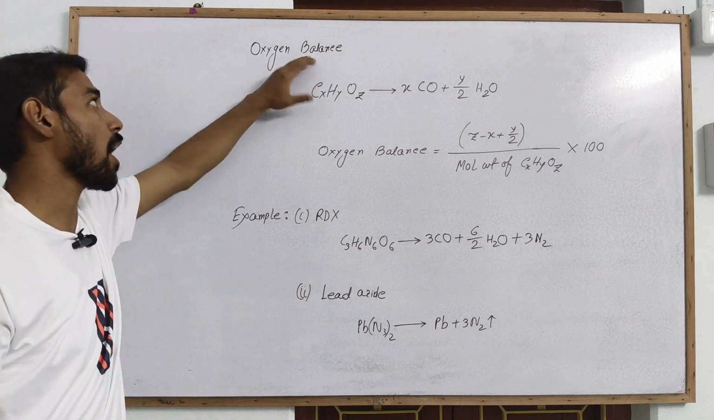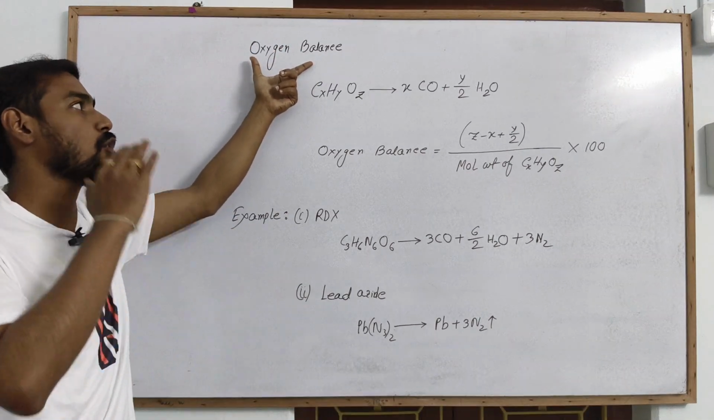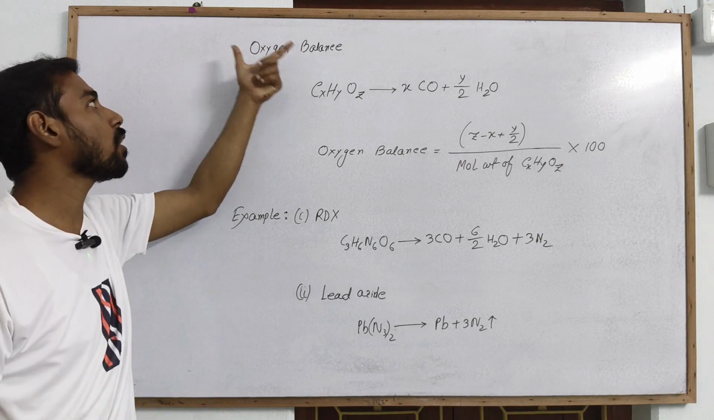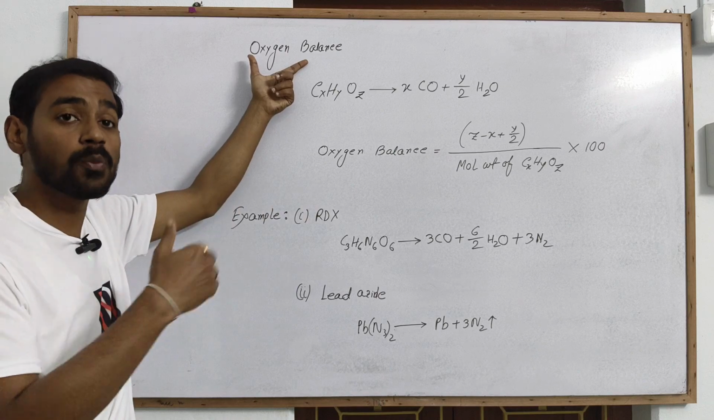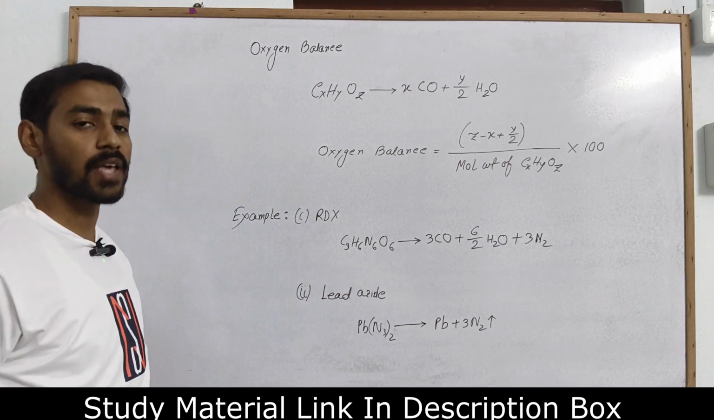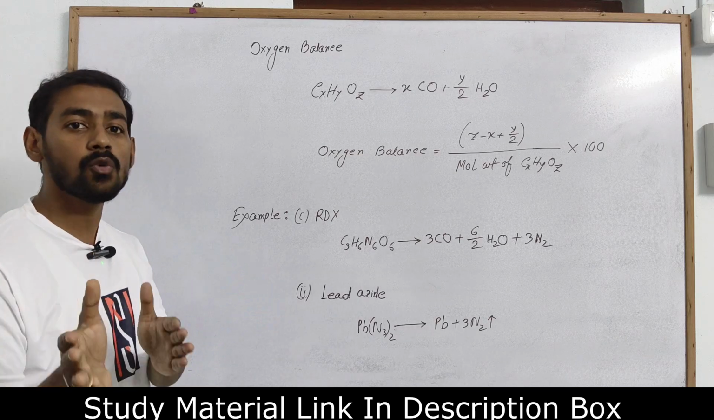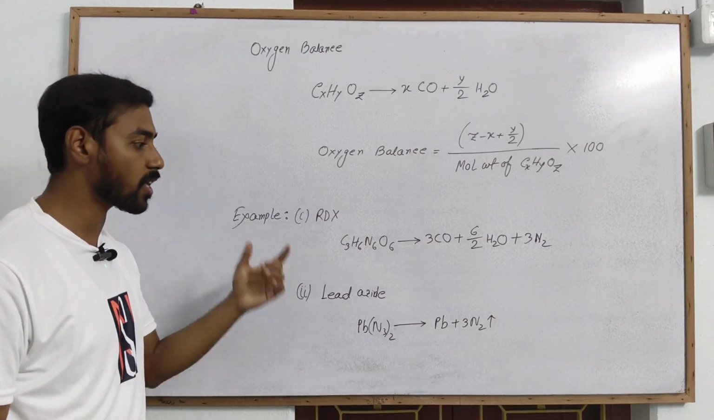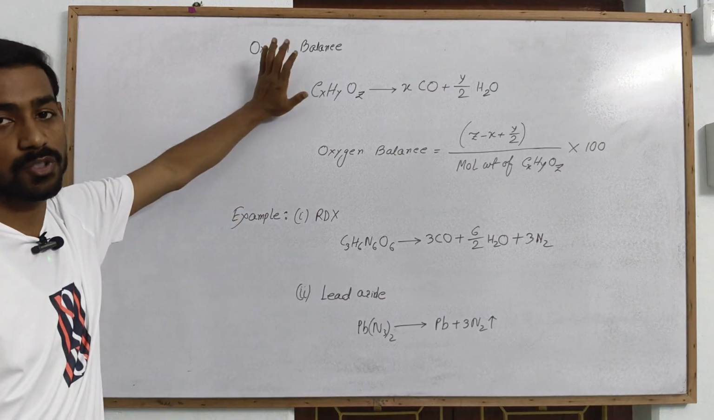Many explosives have a positive oxygen balance, but it is not mandatory to have a positive oxygen balance to be an explosive. Many explosives can have negative or zero oxygen balance. For example, you may take TNT. TNT has a negative oxygen balance, but still it is an explosive.